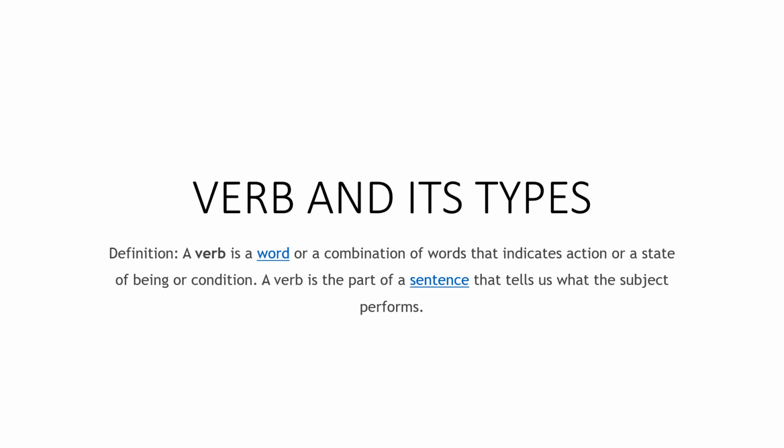By definition, as we know, a verb is a word or a combination of words that indicates action or a state of being or condition. A verb is the part of a sentence that tells us what the subject performs.